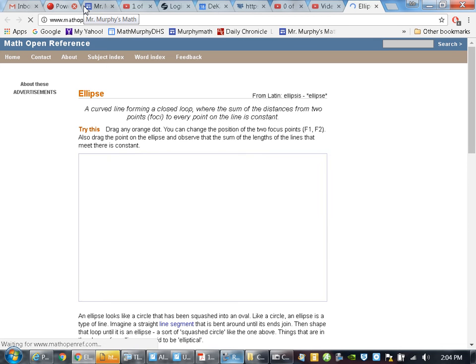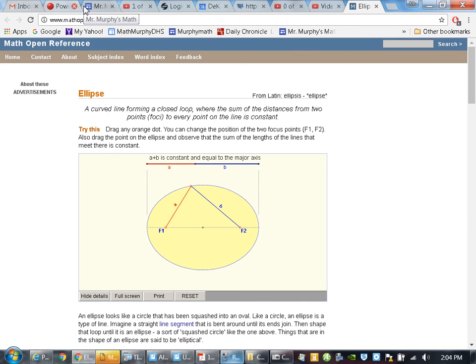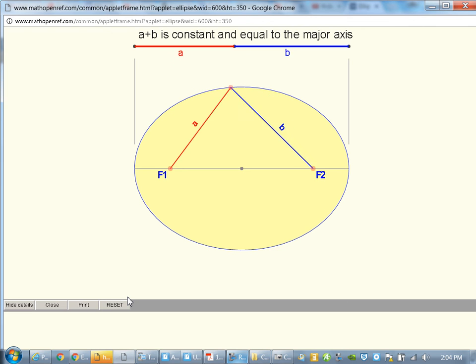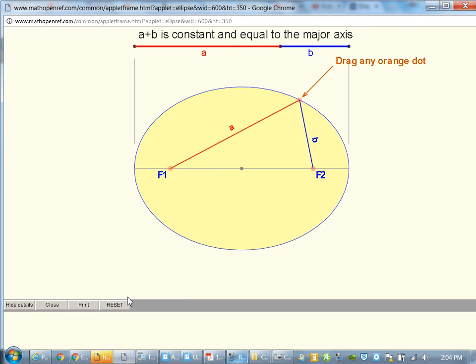The technical definition of working with an ellipse, and this is a lot easier for me to show if I use my computer. An ellipse is basically a scrunched up circle. If you want to think of it here, I'm going to use the cursor to point out some stuff.